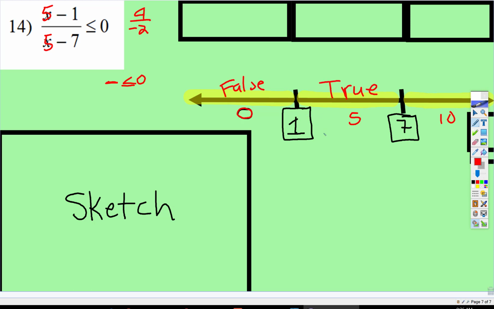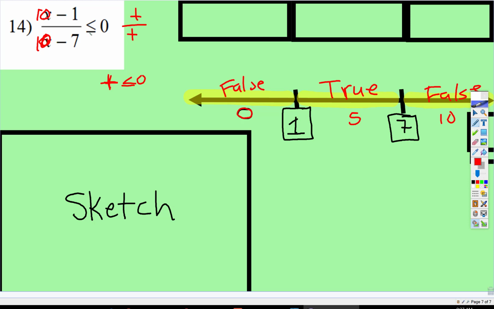So between the domain values of 1 and 7, it's going to be true that the values are going to be a smaller or a negative value. Okay? So that's what that true means. And now we're going to put 10 in there. Well, 10 subtract 1 is positive. 10 subtract 7 is positive. Is it true that a positive number is less than 0? Well, that would be false.